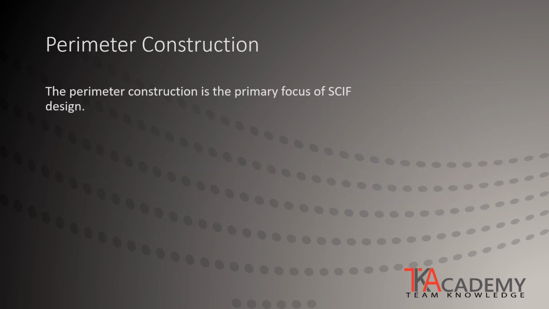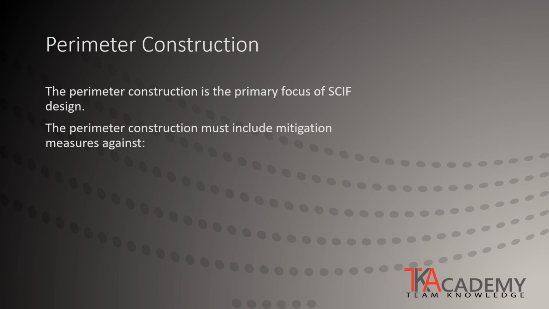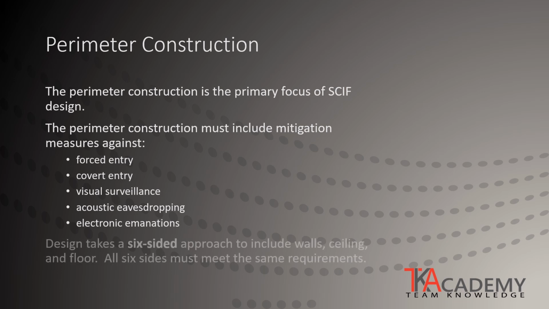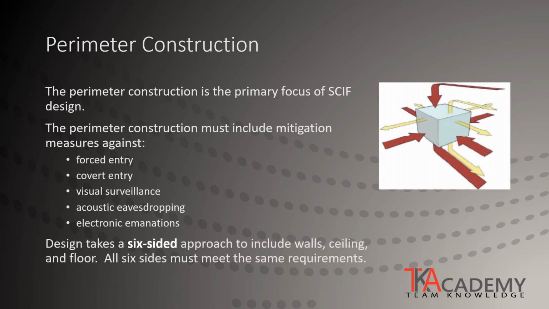Construction of the secure perimeter is the primary concern during the design of a SCIF. The SCIF perimeter needs to include mitigation measures against forced entry, covert entry, video surveillance, acoustical eavesdropping, and electronic emanations. Design should take a six-sided approach, which means that security features must be equally applied to all four walls, the ceiling, and the floor. All six sides must meet the same security and performance requirements.